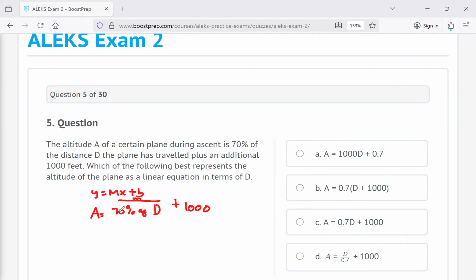Now, how do I write 70% of d? Well, how do I convert percentages to decimals? Move it 2 units to the left, so that's 0.70, and then of means multiplication, plus 1,000. So 0.70d plus 1,000. So that would be C.